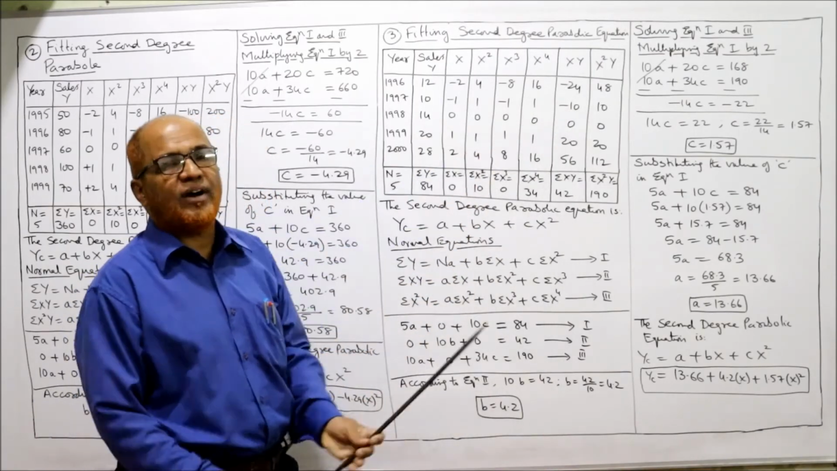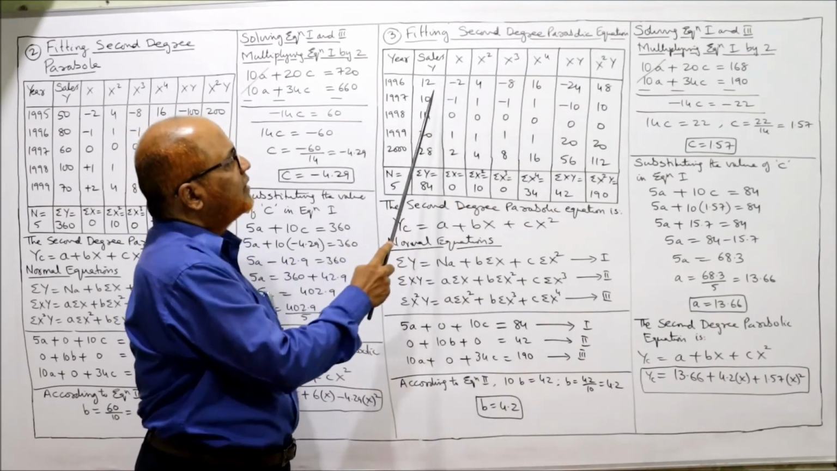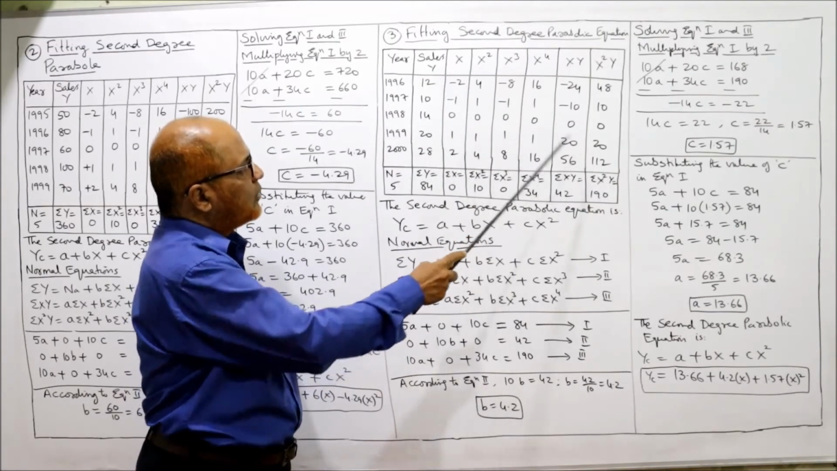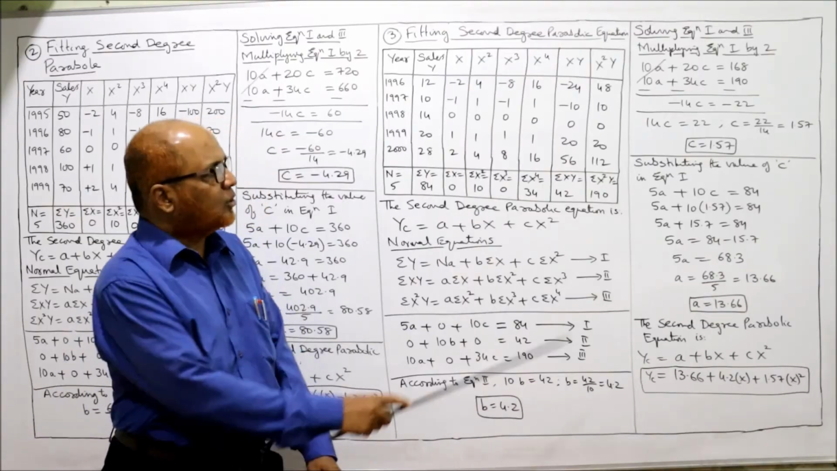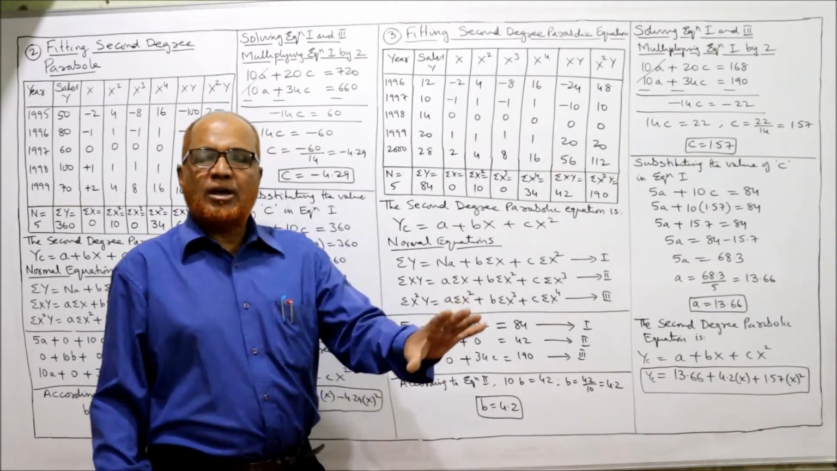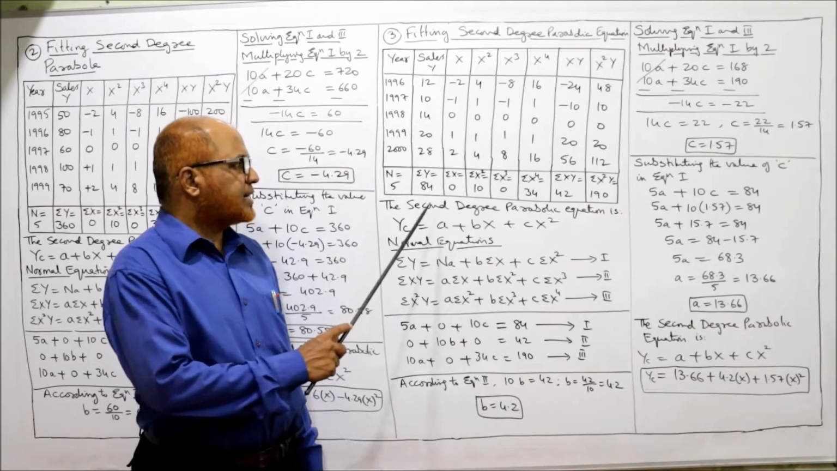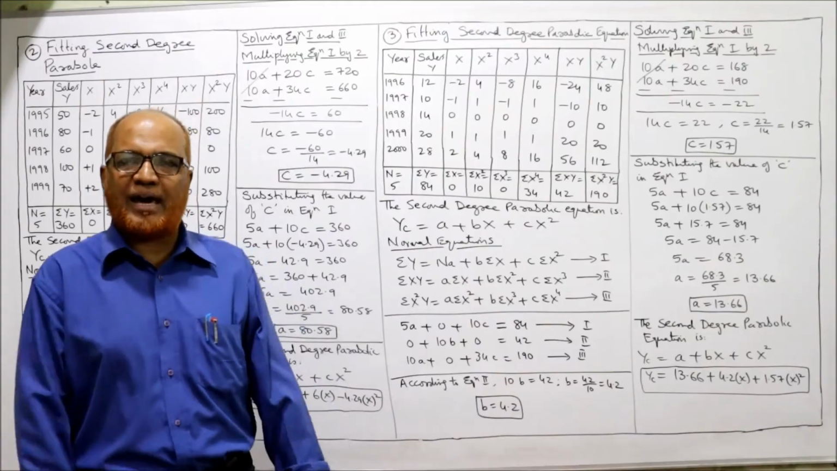X square Y, multiply X square into Y. 12 into 4, 48. 10 into 1, 10. 14 into 0, 0. 20 into 1, 20. 28 into 4, you will get 112. The total is 190. We got all the calculations required for parabola. Now second degree parabolic equation yc is equal to a plus bx plus cx square.